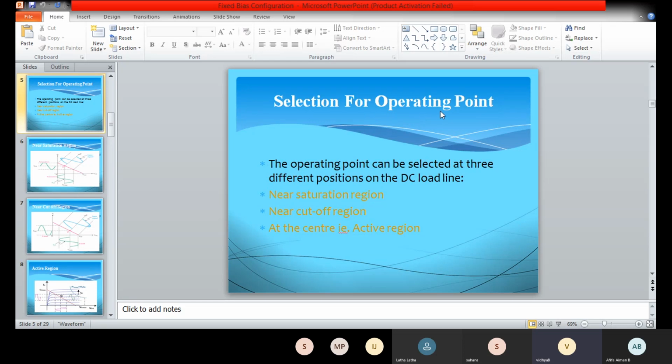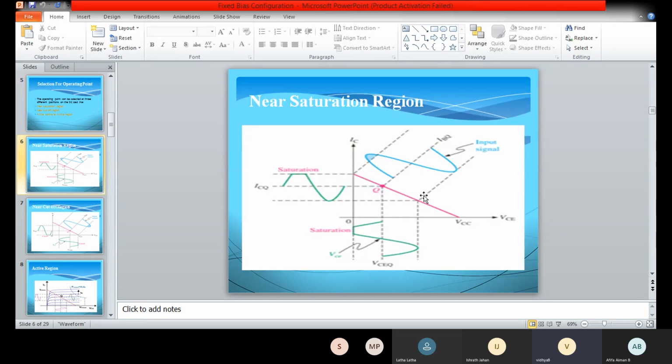And selection of the operating point. I have said in yesterday's class, the Q point. What is the Q point? Quiescent point. That is the operating point. The selection of the operating point is near the saturation region, near the cutoff region, or at the center. That is the active region. Always remember a transistor works in the active region.